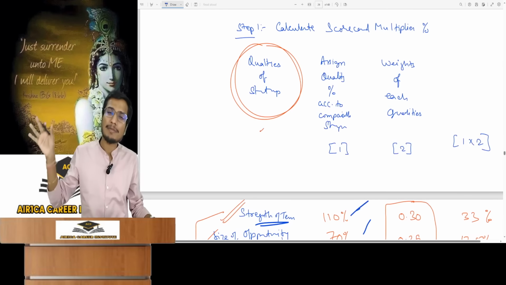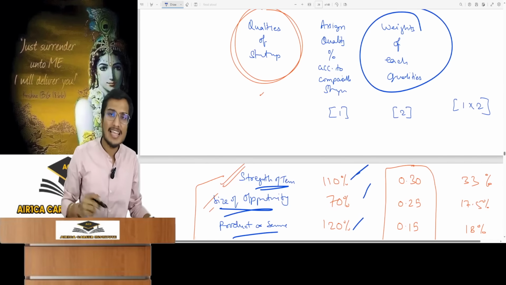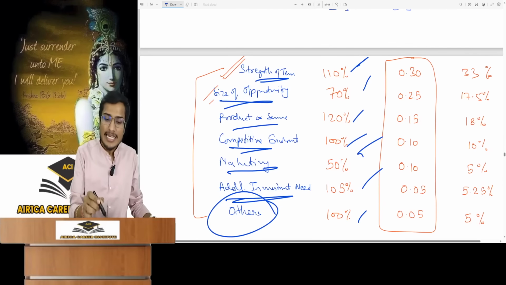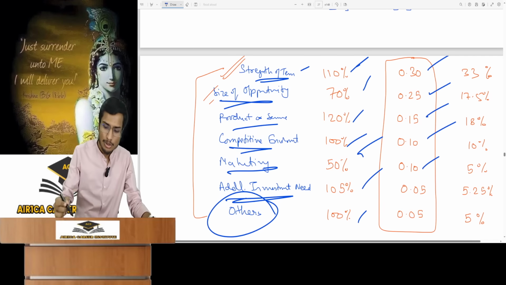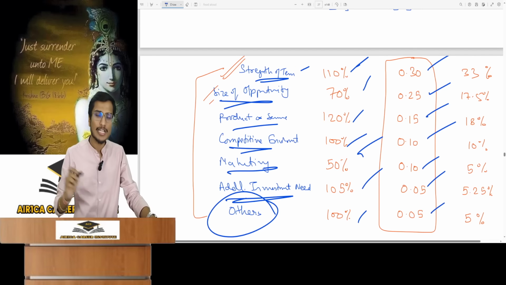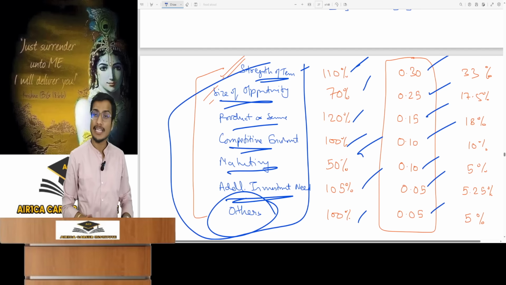Enter comparison percentage for each quality based on a similar startup. Then you give weight to each quality and that weight is fixed. Team strengths weight 0.30. Opportunity size 0.25. Product or service 0.15. Competitive environment 0.10. Marketing 0.10. Additional investment and others are 0.05. You will have to remember these important weights and also their corresponding qualities.